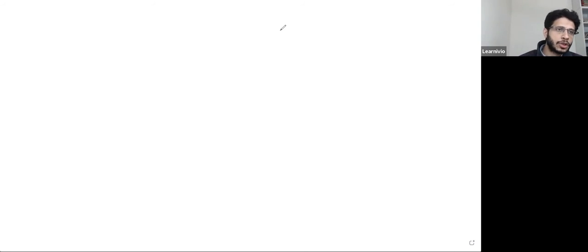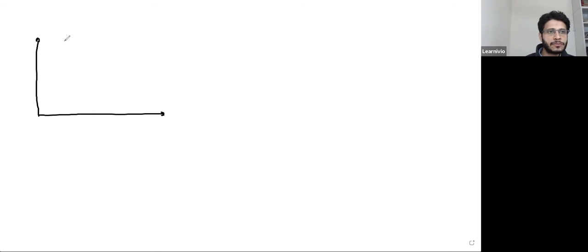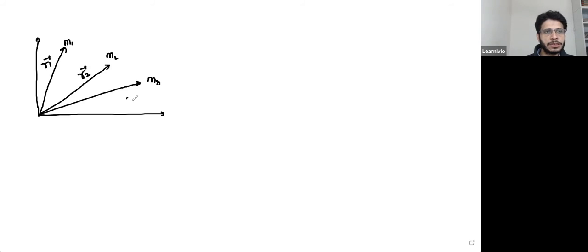So to prove this result, let's say you have a system of n masses, m1, m2, mn. Let's say the position vector of the first mass is r1. The position vector of the second mass is r2. The position vector of the third mass is rn.